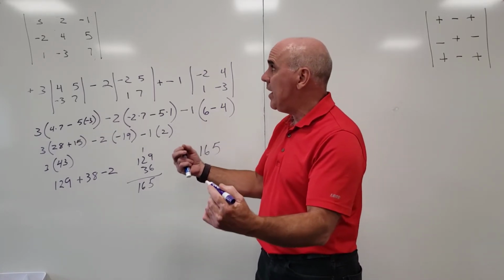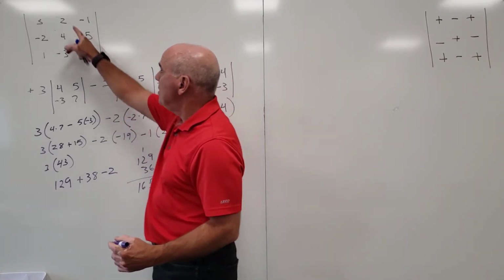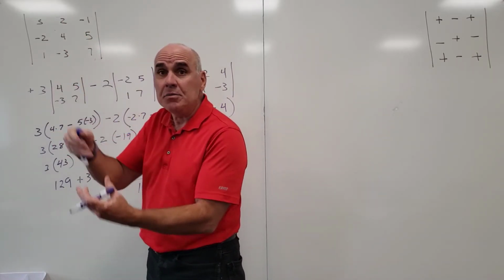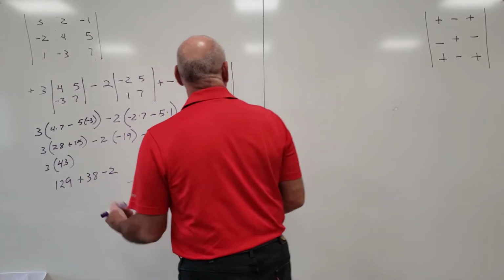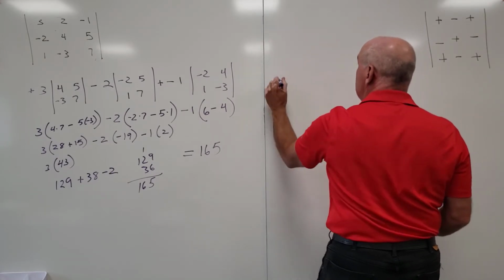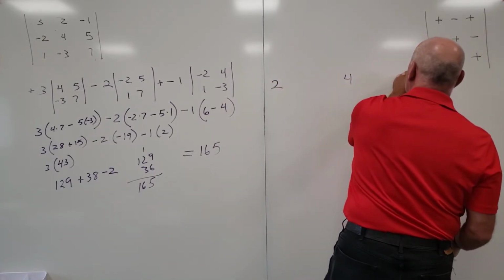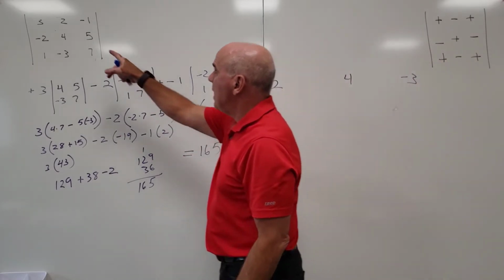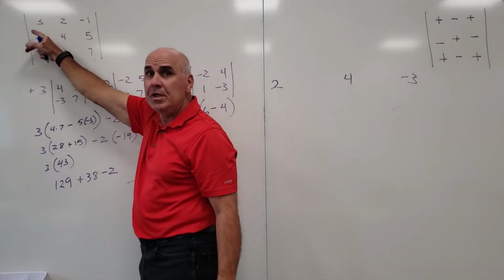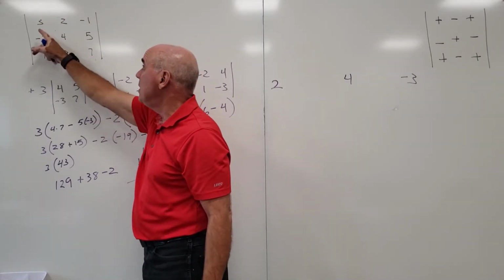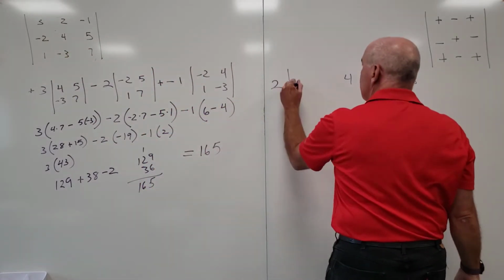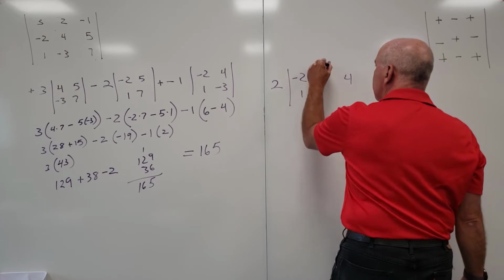Now, I want to try something a little different. I'm going to do the same thing, but I'm going to choose 2, 4, -3 as that column for my operation. So when I take the 2 out, the row and the column that the 2 is in, I get -2, 5, 1, 7.